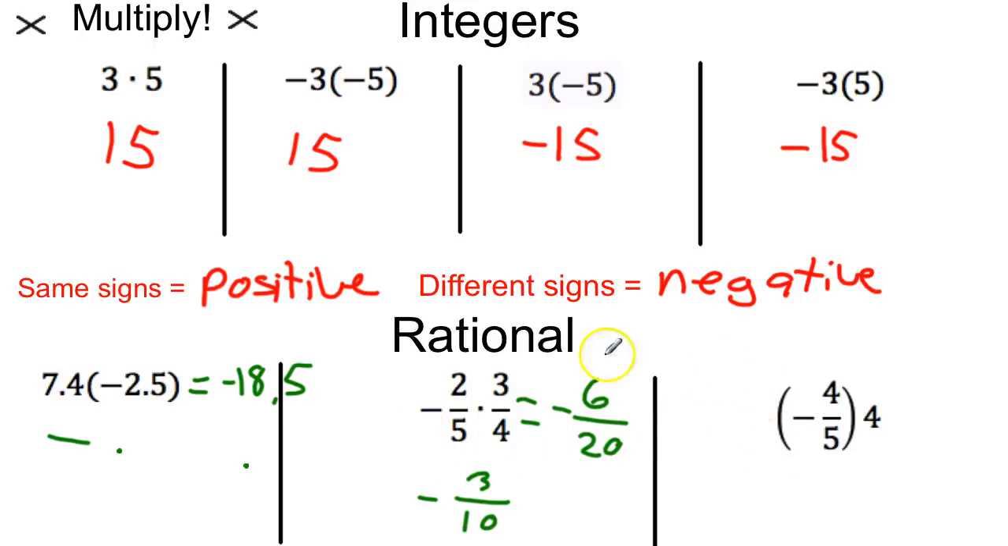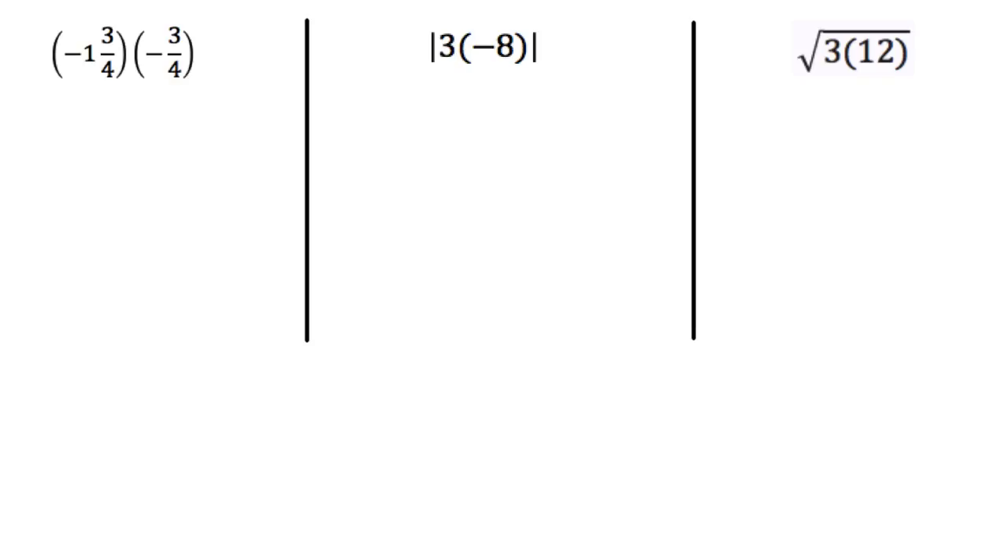All right, over here, this is very similar. Negative 4/5 times 4. 4 is a rational number. That's the same as 4 over 1. So if I multiply this, 4 times 4 is 16. 5 times 1 is 5. And it was a negative times a positive, so that's going to be negative. So that answer is negative 16 over 5. We're going to keep moving right along.